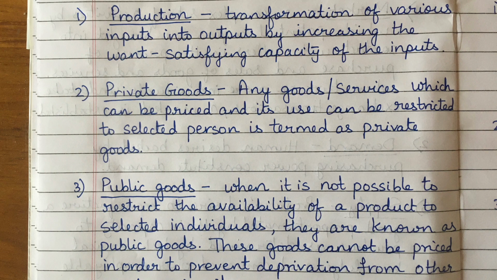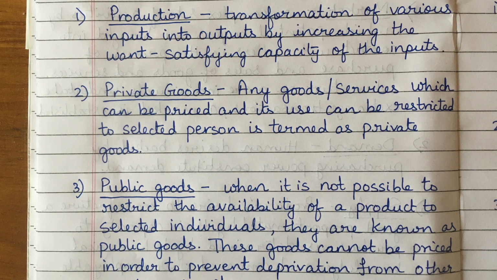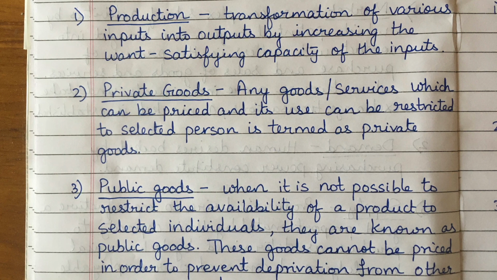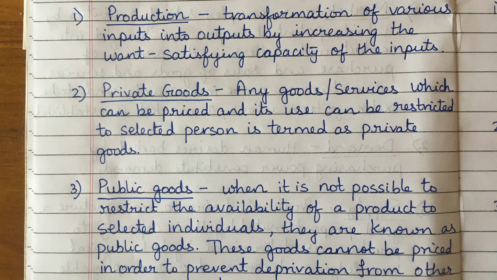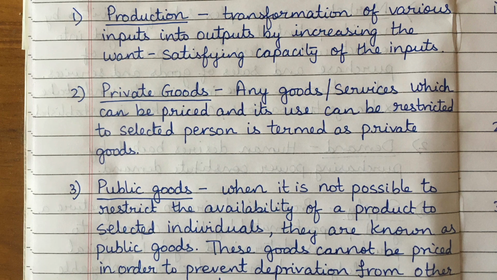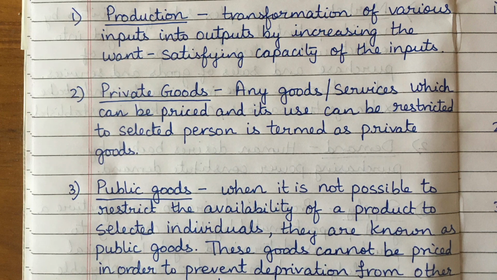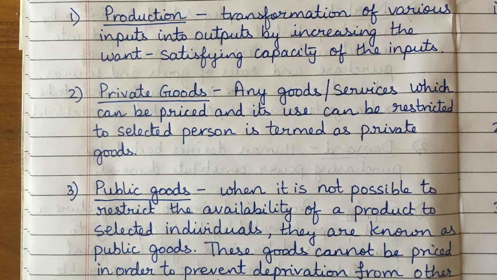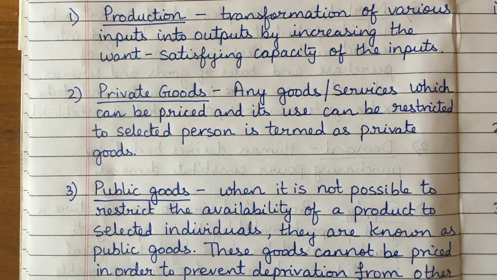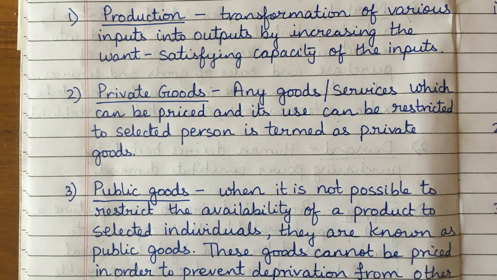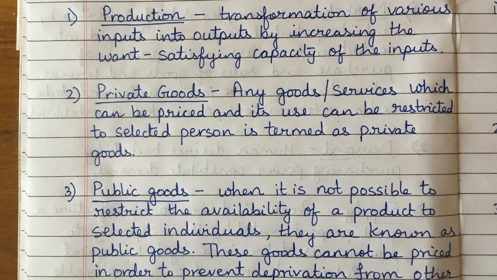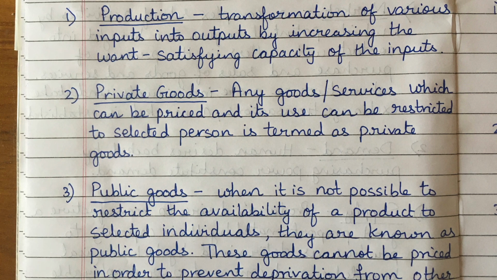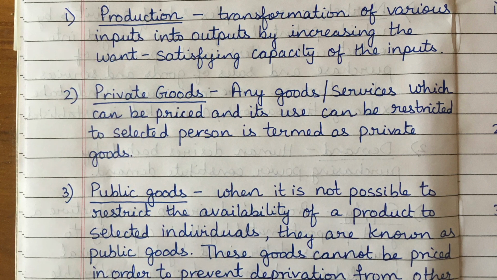Production means that there is a transformation of the various inputs into output, thereby increasing the want-satisfying capacity of the inputs. The process of production transforms the things occurring in nature into goods and services which are capable of satisfying human needs and wants. The things which are so transformed are called inputs, while output is the transformed form of inputs, which is the goods and services which come out of the production process.